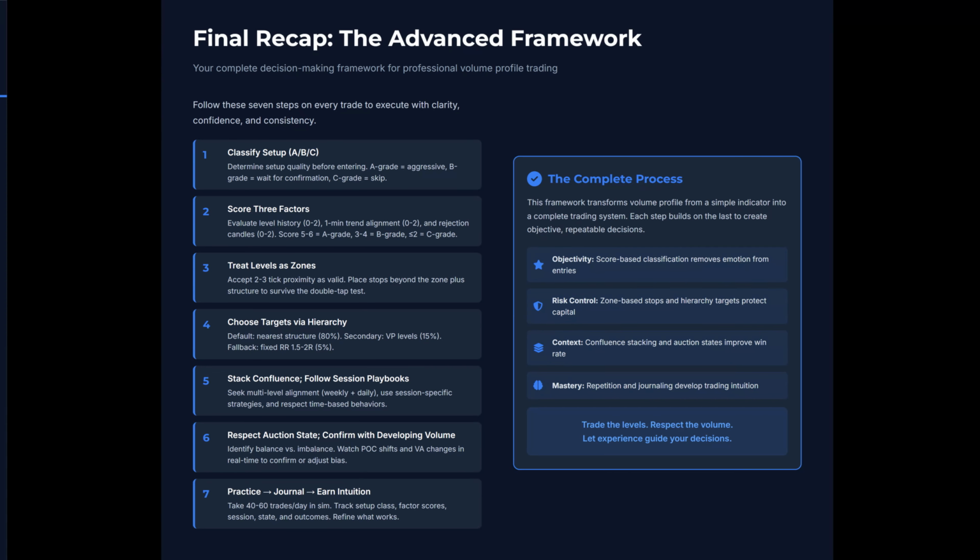Stack as many of these confluences as possible. The more you stack, the more selective you become. The more selective you become, the higher your win rate.